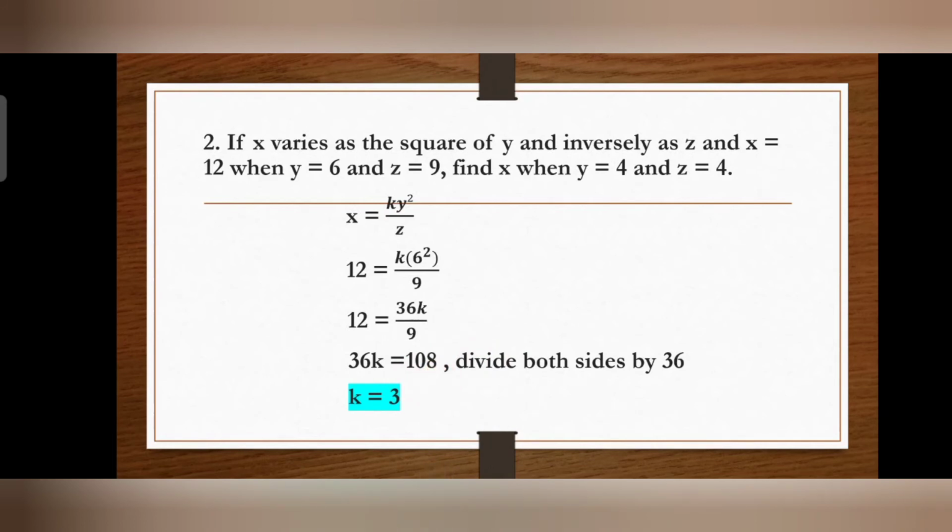Since meron tayong value ng k, next naman is hahanapin na natin yung value ng x. We are going to find x when y is equal to 4 and z is equal to 4. Same equation pa rin, x is equal to ky squared divided by z. Pero, hindi na sila pareho ng value ng y at saka z. So, ang hanapin natin is x.